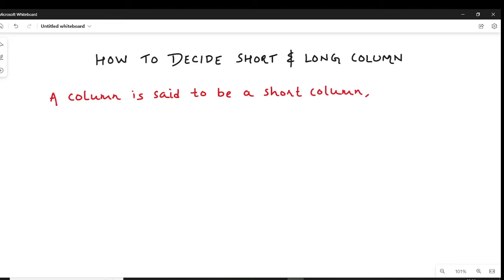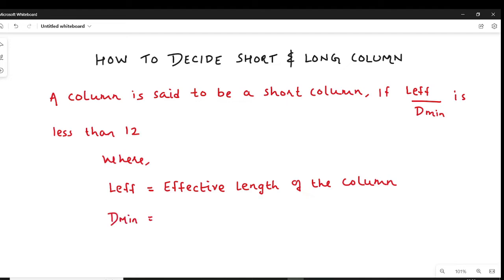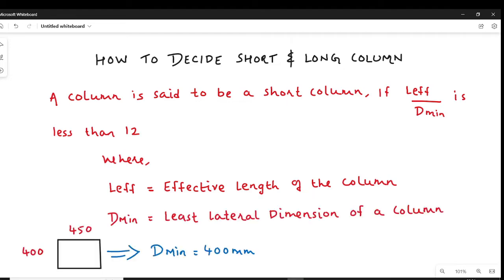In the exam, sometimes they will give you "design a short column", but at times they will not tell you whether the column is a short column or a long column. In that case, you have to decide what column you have to design, whether it's a short column or a long column. Okay, so it is decided based on the ratio of effective length of the column divided by least lateral dimension. If this ratio is less than 12, then we say that the column is a short column. If it is greater than 12, then we say that the column is a long column.